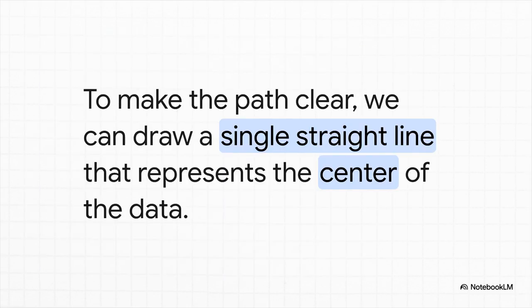Now, to make this hidden path even clearer, we can actually draw a single straight line right through the middle of the herd. Think of it like this. This line represents the average trail they're all following. In the world of statistics, this is called a line of best fit.